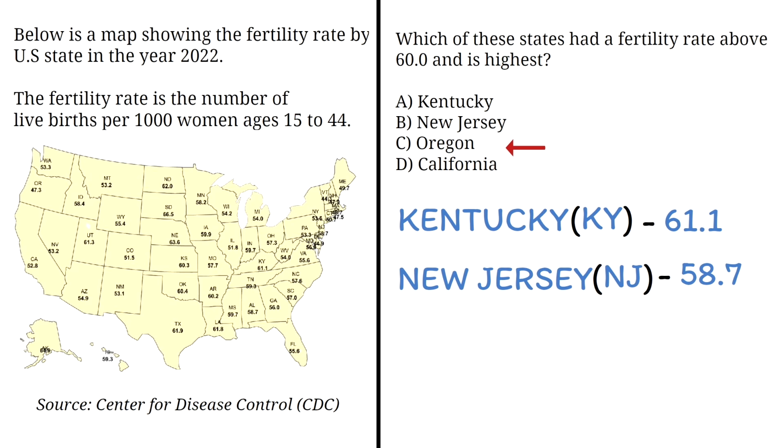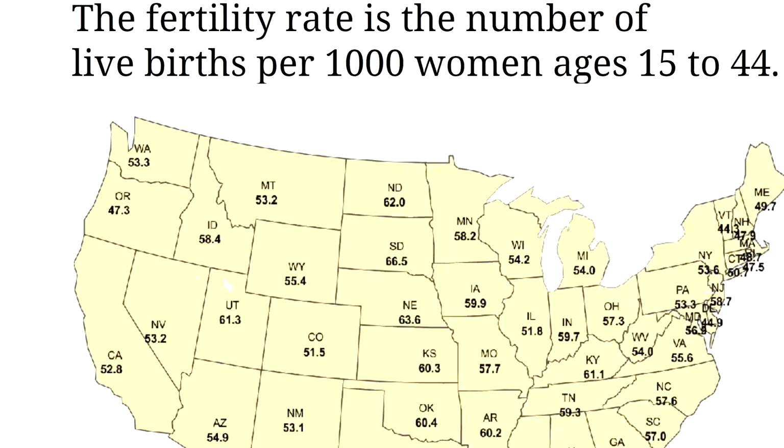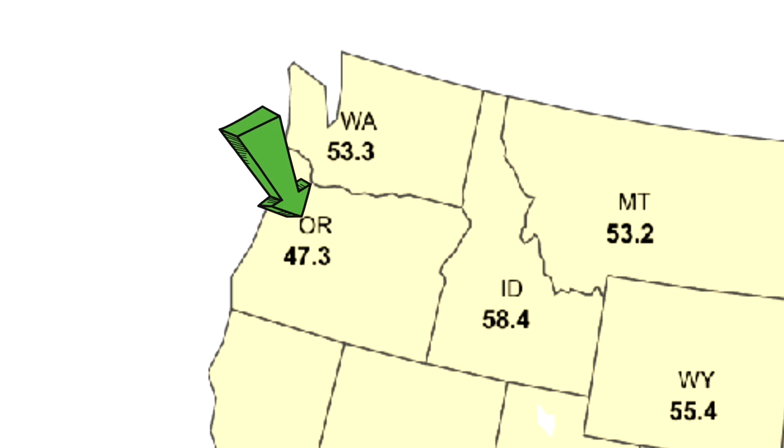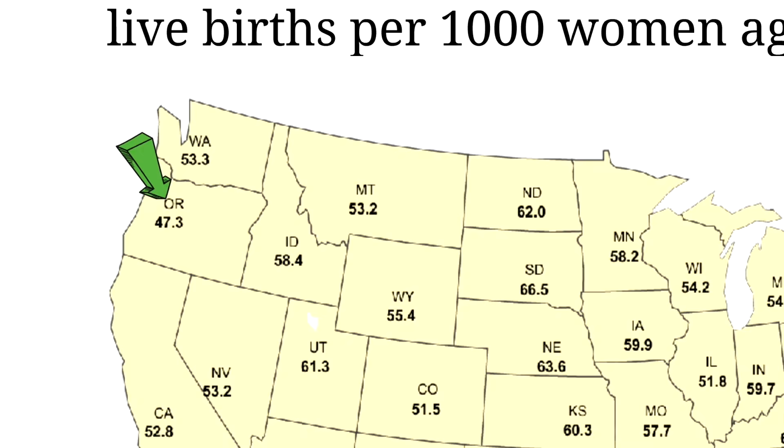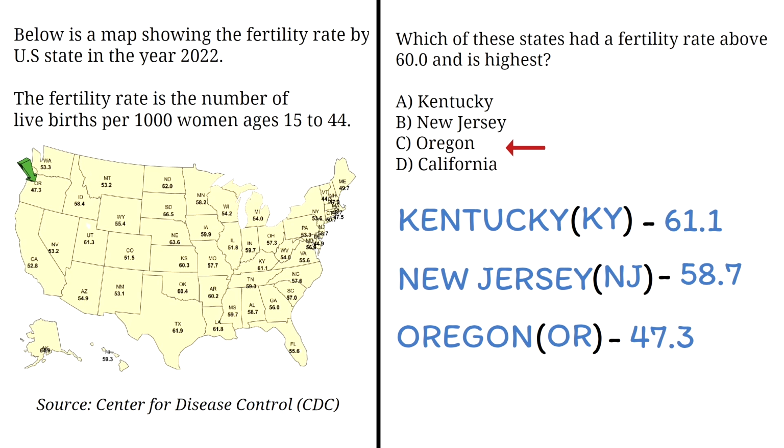Option C says Oregon. Note that the state abbreviation for Oregon is OR. So let's find the fertility rate of Oregon OR on our map. So when we look through our map, we see that OR has a fertility rate of 47.3. That's incorrect. This fertility rate fails one of the requirements in the question. It falls below 60.0.